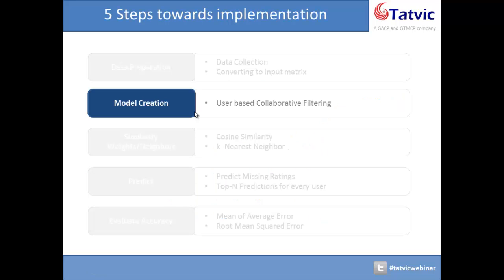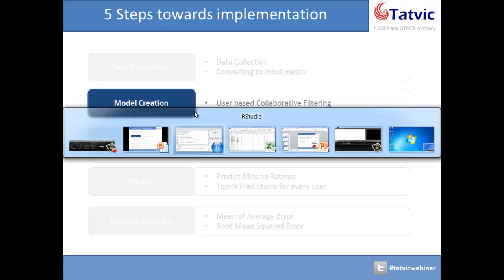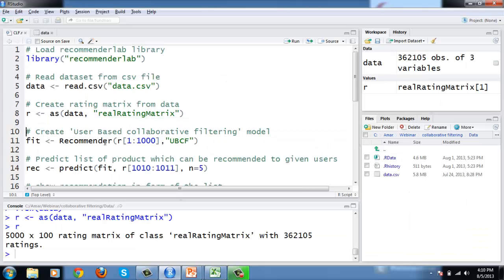The next step is model creation. Once we generate the rating matrix, we can use this rating matrix to generate the recommender model. So let me go back to RStudio and create a recommender model. Here I am using this command to generate the recommender model, and the parameters will be stored in variable fit.